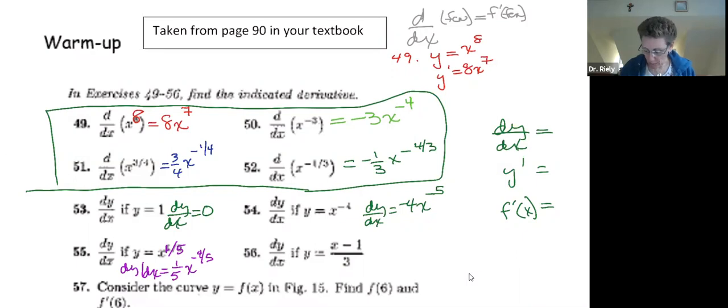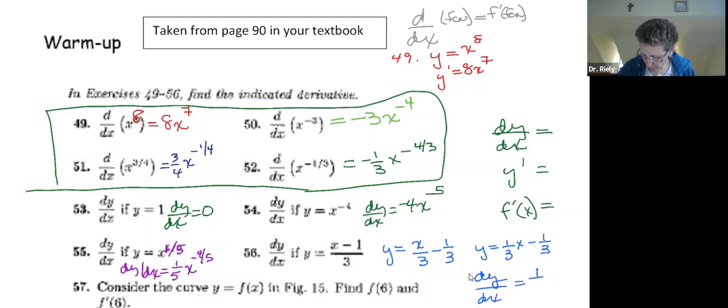So this says find dy/dx if y equals x minus 1 over 3. What I would do if I was you, I would rewrite this. Doesn't that mean that y equals x/3 minus 1/3? Y equals 1/3 x minus 1/3. Therefore, dy/dx equals the slope of a line, which is just 1/3.